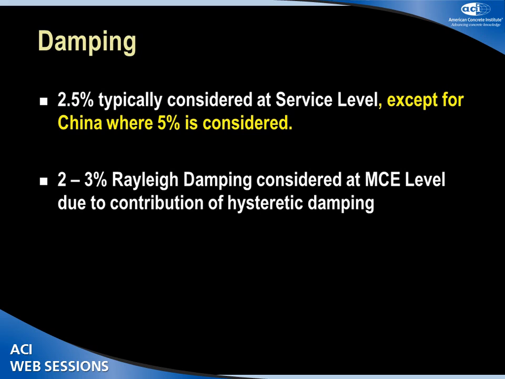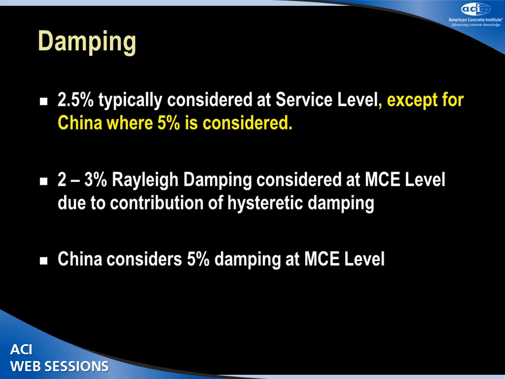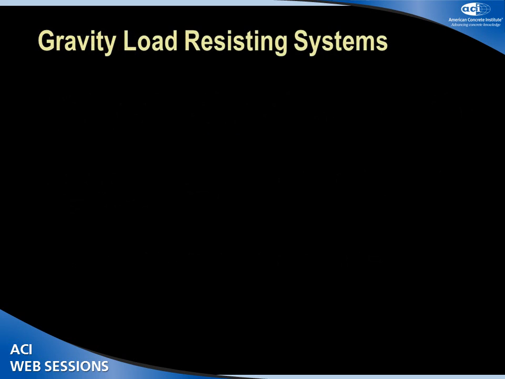So you may have an effective damping that ends up being 5 or 6% due to the damage caused in the building through the nonlinear response. But to get within that 5 or 6% range, starting with a Rayleigh damping assumption somewhere around 2% is deemed to be the most appropriate approach. Again, China consistently sticks with a 5% damping ratio for their maximum event.